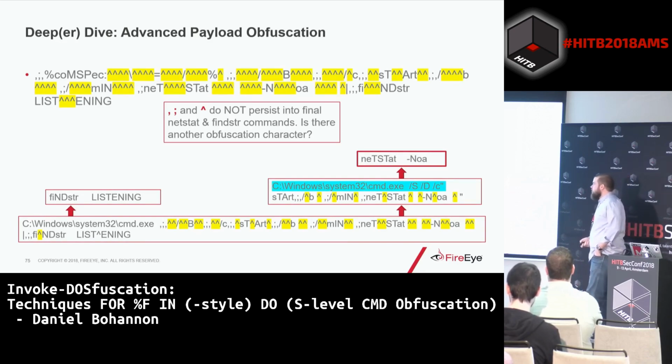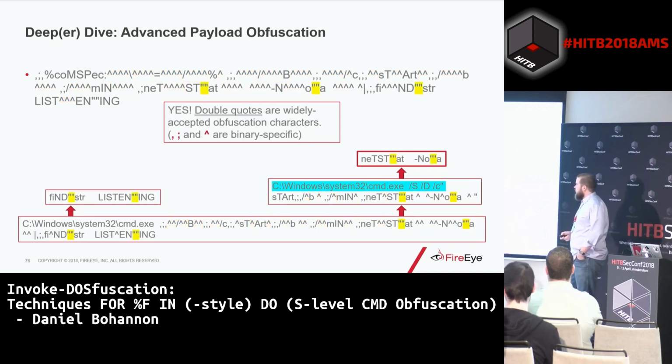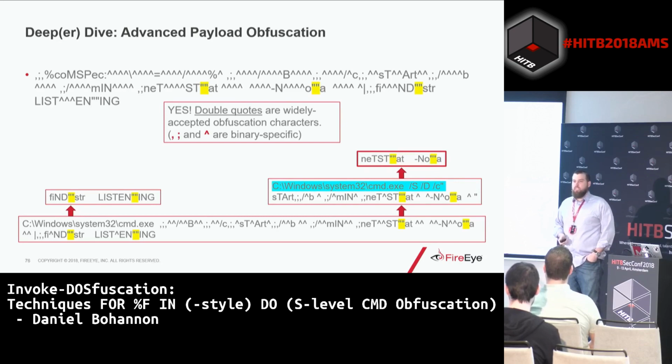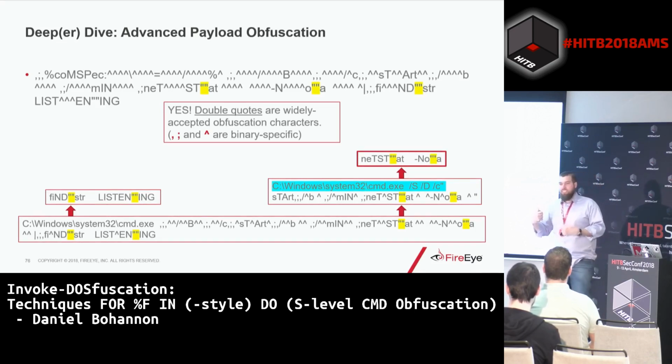So commas and semicolons and carets don't persist into this process. But a double quote would. As long as we used evenly paired double quotes, they will persist into child processes. Now, the caret didn't persist because netstat doesn't have any concept of the caret. It's not an escape character to netstat. Technically, the double quote doesn't have any meaning either, but since it came from cmd as a parent process somewhere in that chain, it persists down. It's kind of an artifact of how the arguments are assembled, and it will persist into that final process.